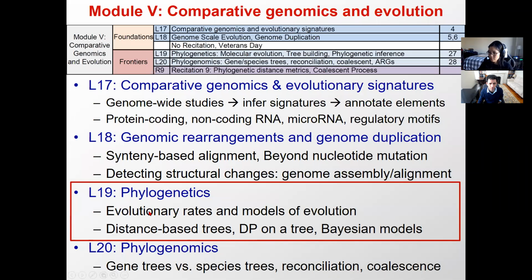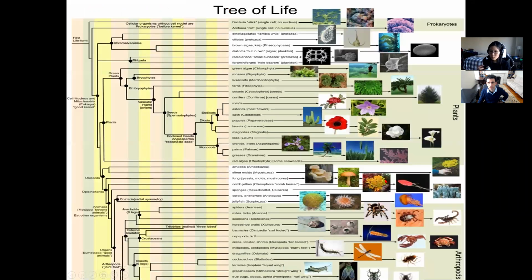So today we're going to be talking about evolutionary rates and models of evolution, and also how we build distance-based trees, how we do dynamic programming on a tree, and Bayesian models for phylogenetics. So as you know, the tree of life is extremely complex. And just one second, I'll share.